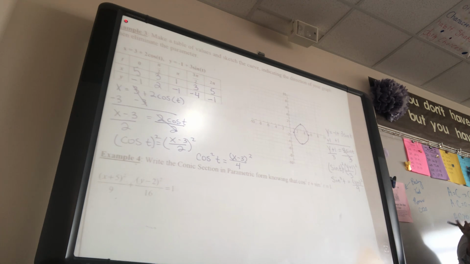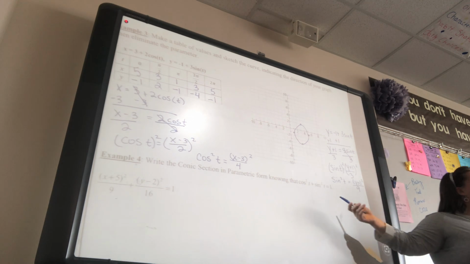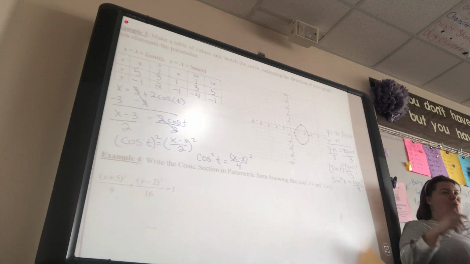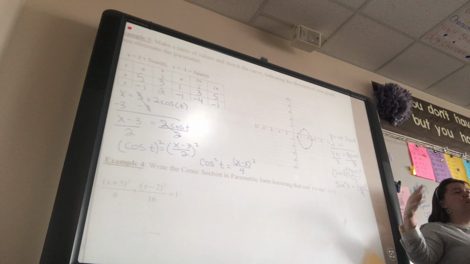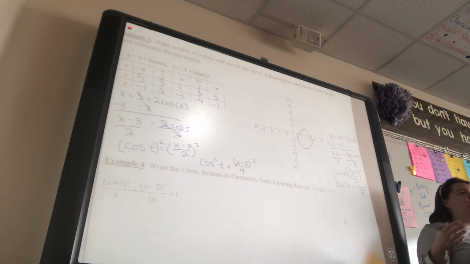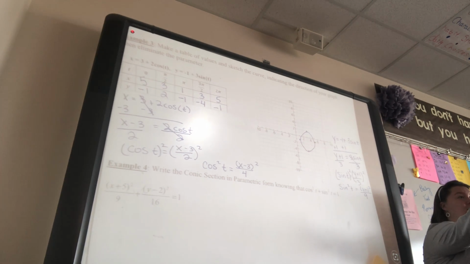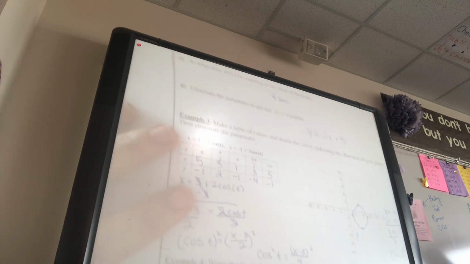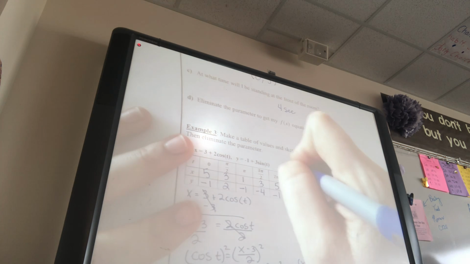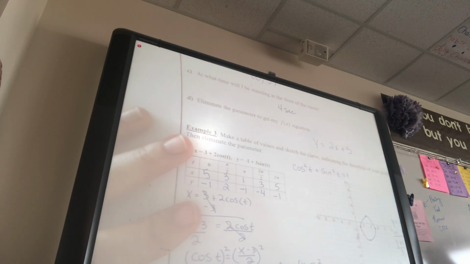Well, back in Unit 4, in our Pythagorean identities unit, wasn't there something about cosine squareds and sine squareds? Wasn't there some type of Pythagorean identity with cosine squareds and sine squareds? Sine squared plus cosine squared equals 1. So what happens if I add these together, just for funsies? If I did cosine squared t plus sine squared t, that's supposed to equal 1, right?